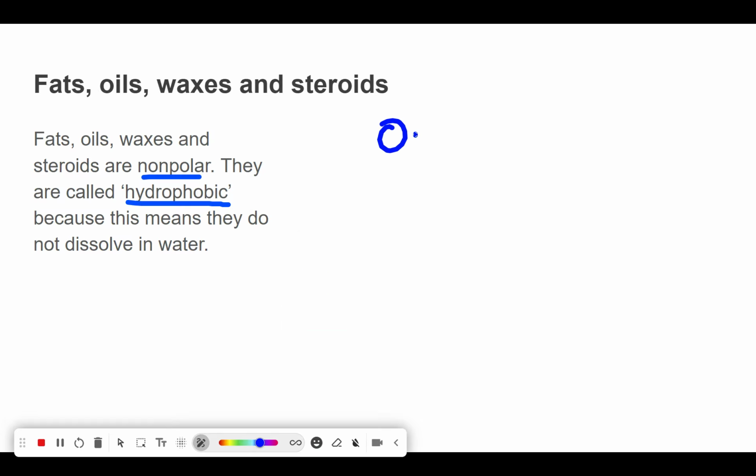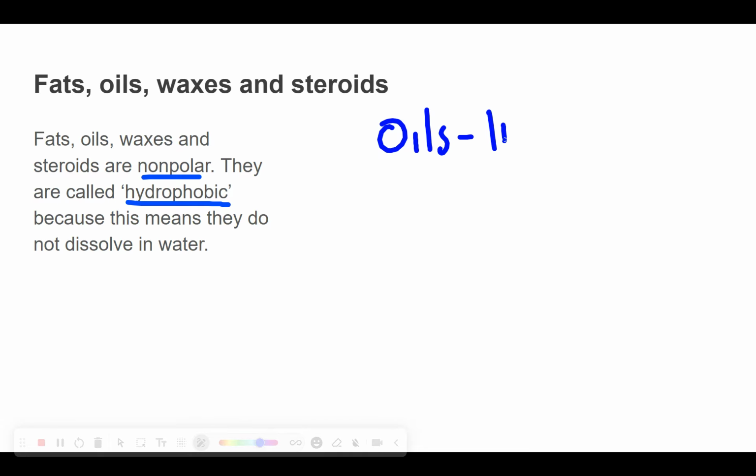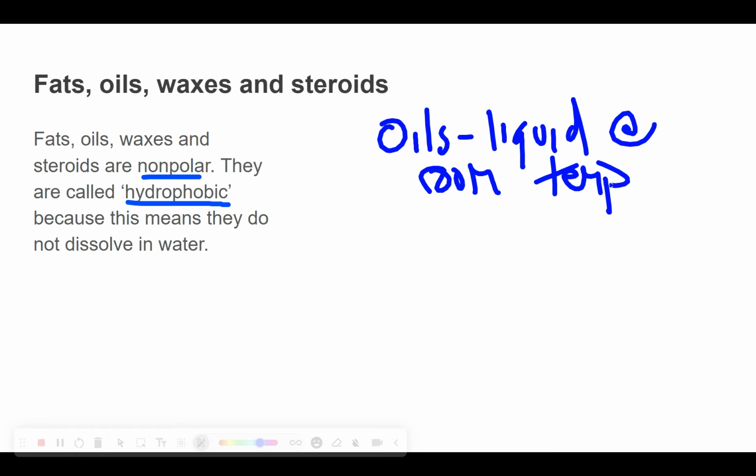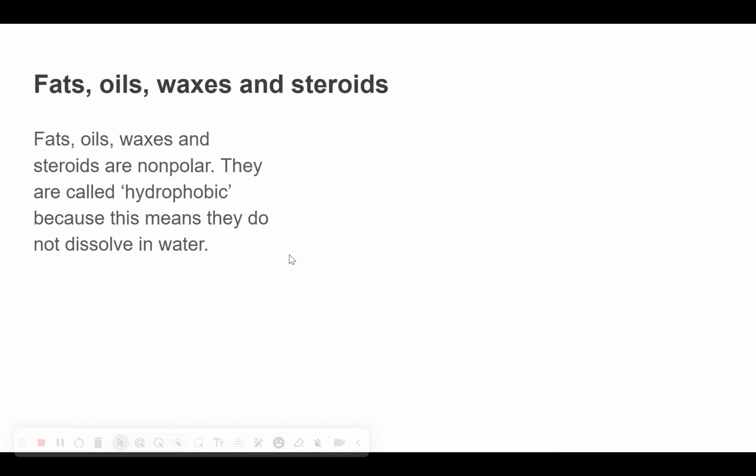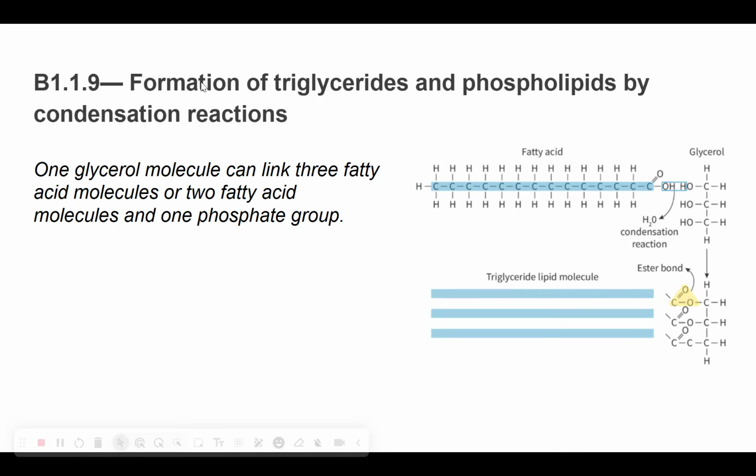All right, oils, liquid at room temp. Some oils have enough saturated fat that they are solid at room temperature, and we will talk more about saturated versus unsaturated fat in the next point of information. So for here, we'll say mostly. All right, and let's get to this thing of saturated and unsaturated fatty acid tails.